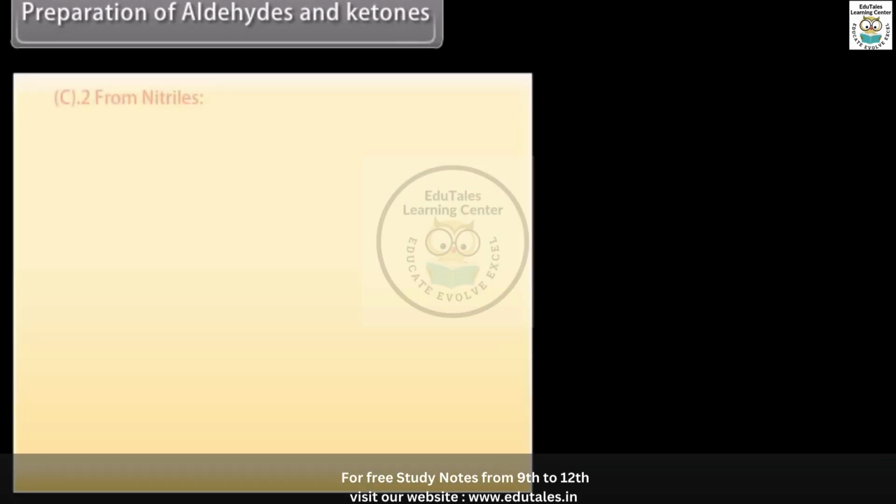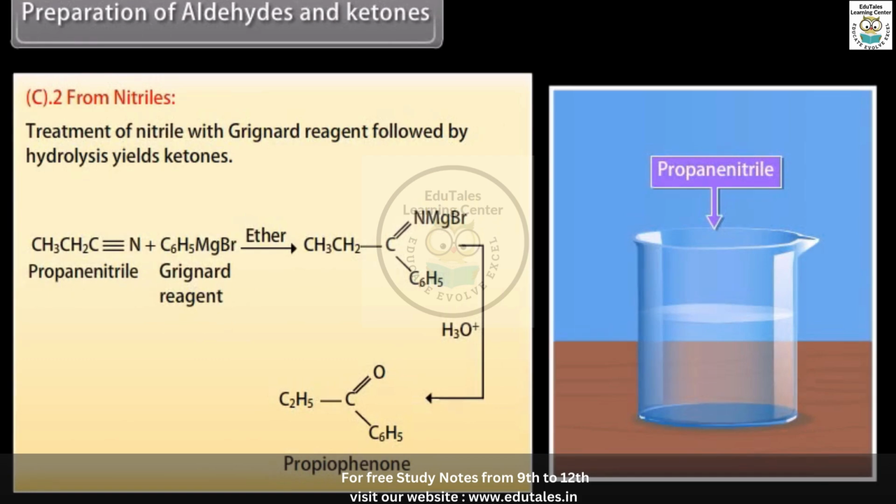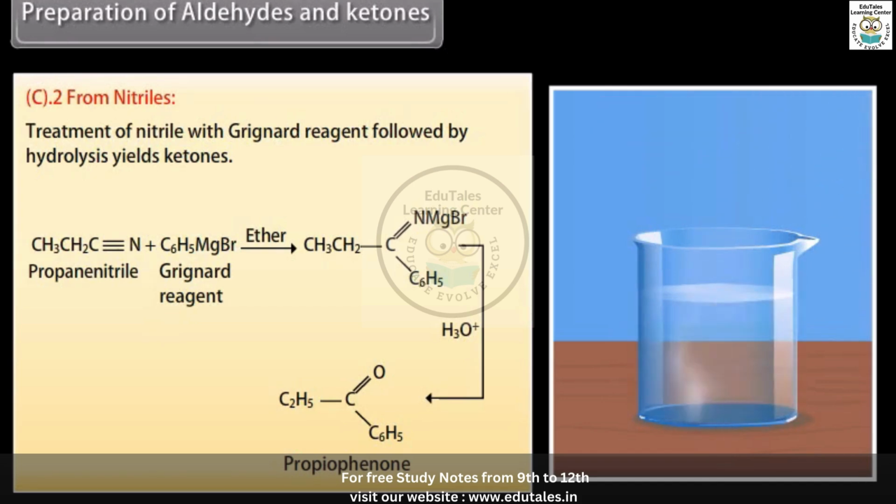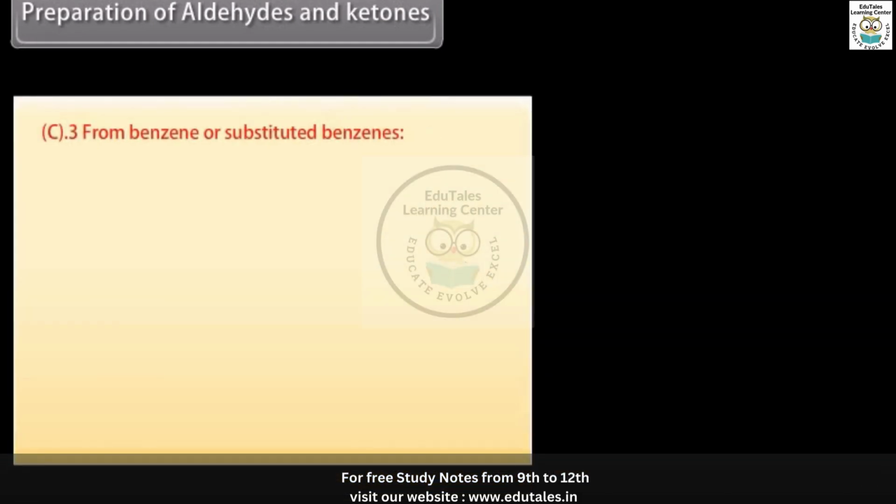Preparation of aldehydes and ketones from nitriles. Treatment of nitrile with Grignard reagent followed by hydrolysis yields ketones. Grignard reagent in ether reacts with propanenitrile and forms an intermediate, and then upon hydrolysis it gives propiophenone. From benzene or substituted benzenes.